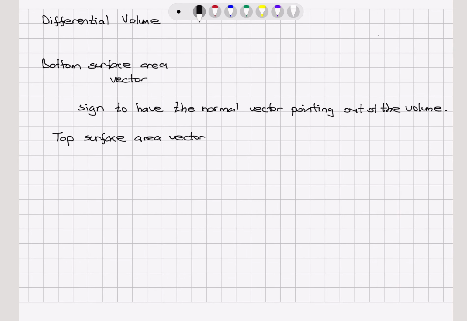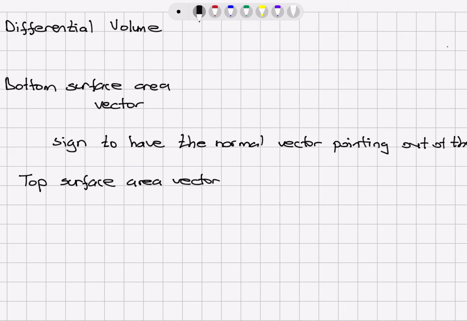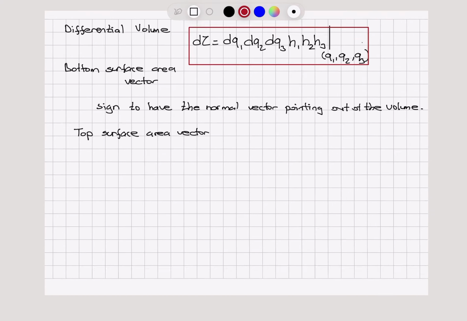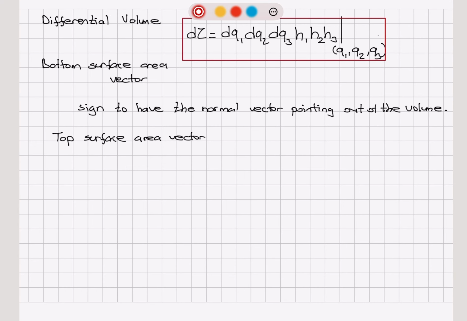So my approximate differential volume will be then d tau is equal to dq1, dq2, dq3 multiplied by h1, h2, h3, and the scale factors are to be calculated at the position q1, q2, q3. So that's how I calculate the differential volume that's defined by these edge lengths.